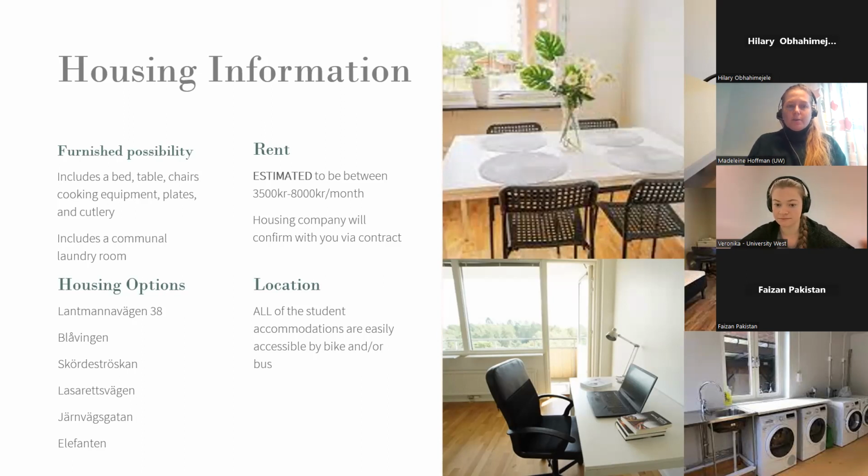These are our current housing options: Lot Monavegan 38, Blovingen, which is in Lot Monavegan 100, Huerdetrescon, which is close to Lot Monavegan 38, Naftaratsvägen 3 and 5, Järnvägsgatan 17, and Elefanten. So those are what the university directly offers to students at the moment. And the rent is estimated between 3,500 crowns to 8,000 crowns a month. The housing company will confirm with you via contract, but in the offer letter we will also tell you the estimated cost.